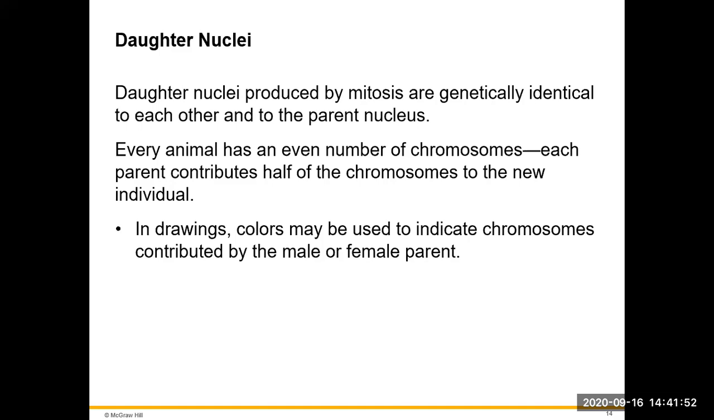For example, for human beings, we have 23 pairs of chromosomes. The pair can be odd, but the actual number of chromosomes has to be even, which is 46.